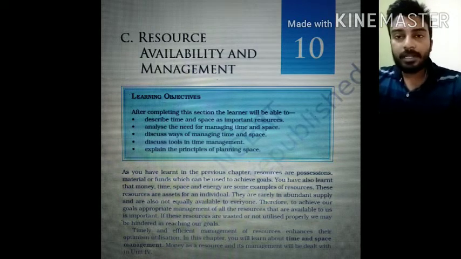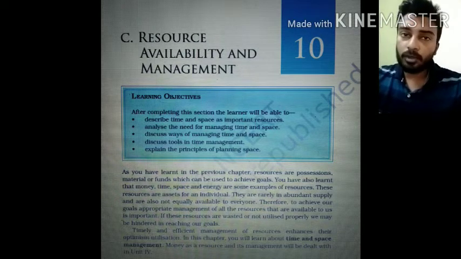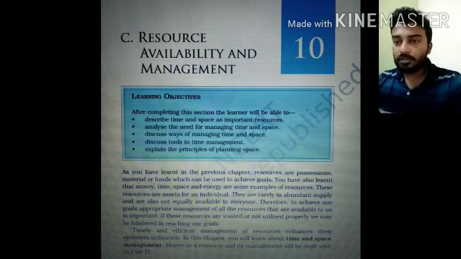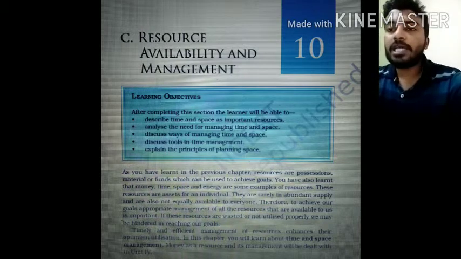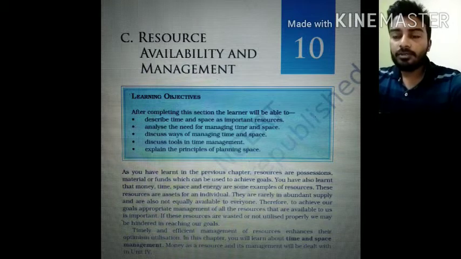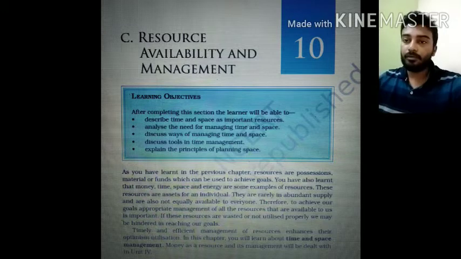From this name you can get that there are several kinds of resources available to us, and how to manage those resources is what we want to learn in this chapter. So what are the resources that we get? Timely and efficient management of resources enhances their optimum utilization. In this chapter you will learn about time and space management. Money as a resource, its management will be dealt with in another unit, unit 4.